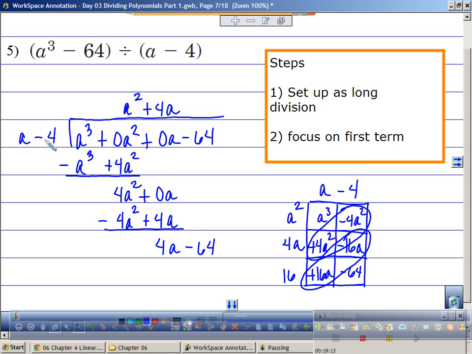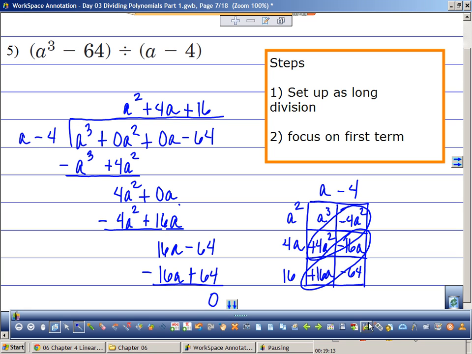I did that wrong. 4A times negative 4 should be negative. I did that in the last class too. Should be 16A. And I can tell right now because when I was going to multiply it wasn't going to work out, right? This times what makes 4A? This should be 16A, thank you. 16, thank you. Now it works. 16 times negative 4 is negative 64. 16 times A is 16A. Draw the line. Change the sign. I have a 0. Go ahead and copy that down.